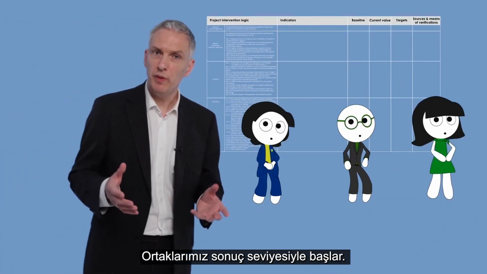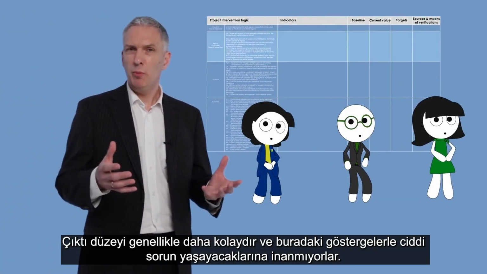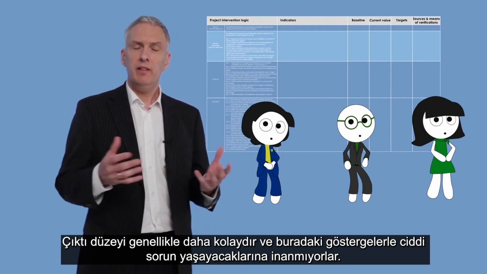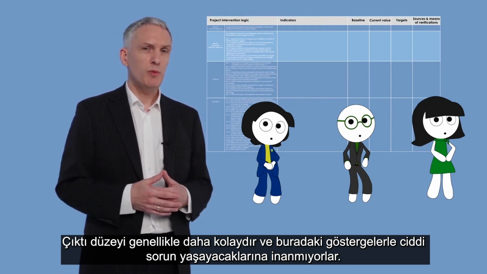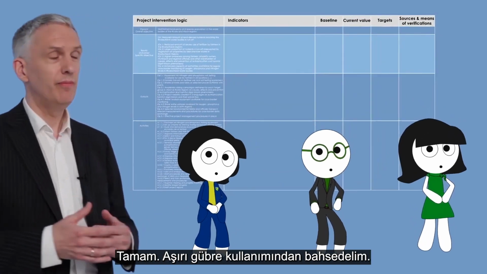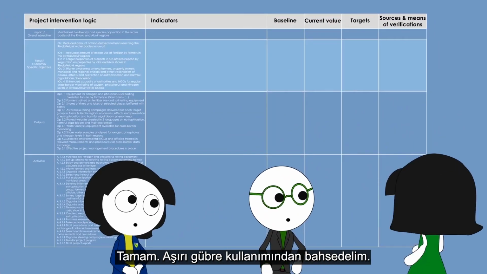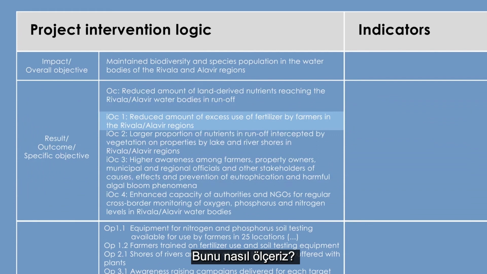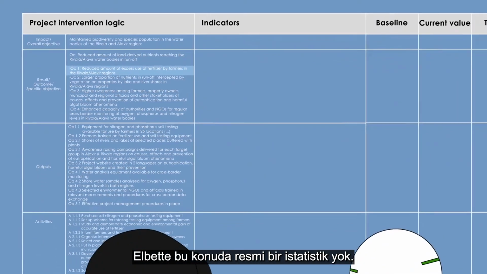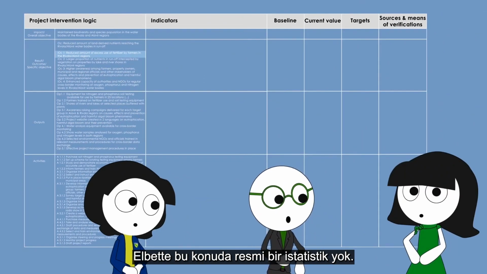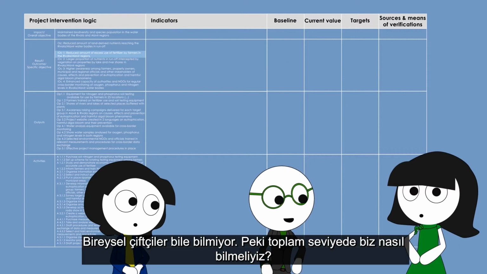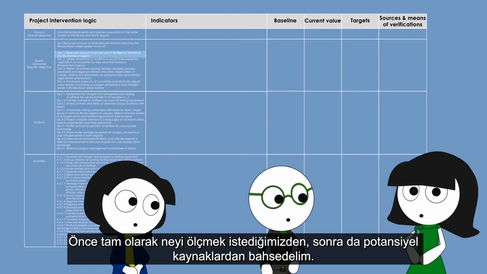Our partners start with the result level. The output level is often easier, and they don't believe that they will have serious problems with indicators here. All right, let's talk about the excess use of fertilizer. How do we measure this? For sure, there are no official statistics about this. The individual farmers don't even know, so how should we know at an aggregate level?